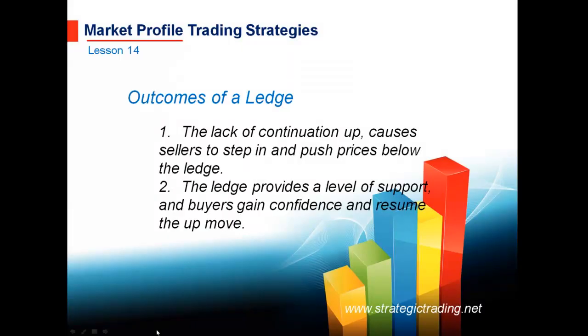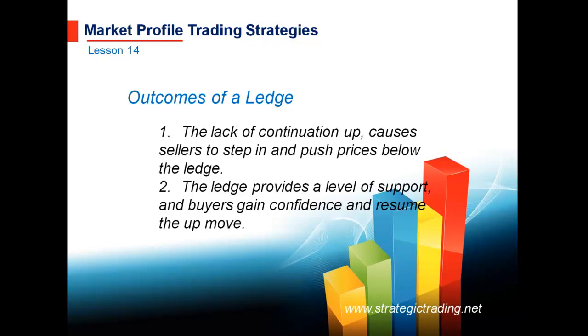Now, when we get a ledge, there are really two possible outcomes that could, in fact, take place in the market. We could have lack of continuation up, as the example that we just saw. The price would get to a point and stall. Why is it stalling at that point? Because sellers stepped in and pushed prices lower than the ledge. It's showing me strong resistance.